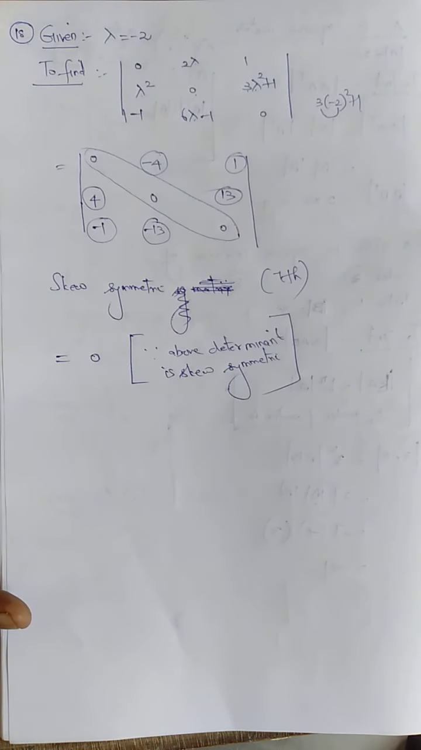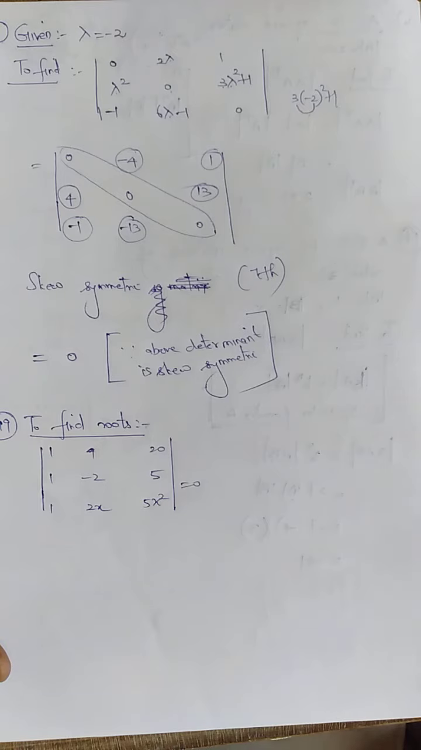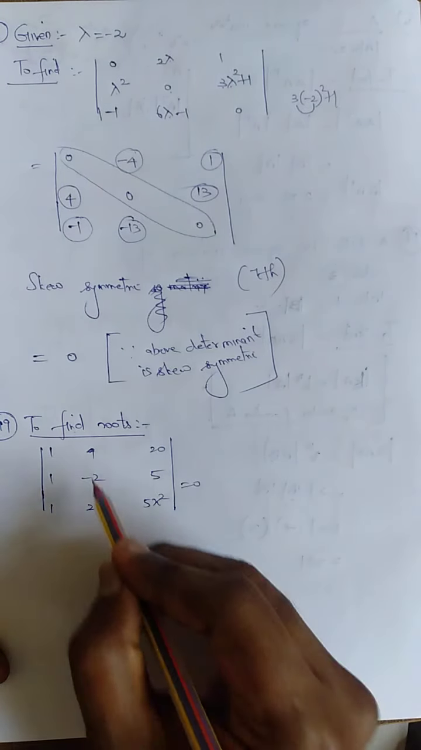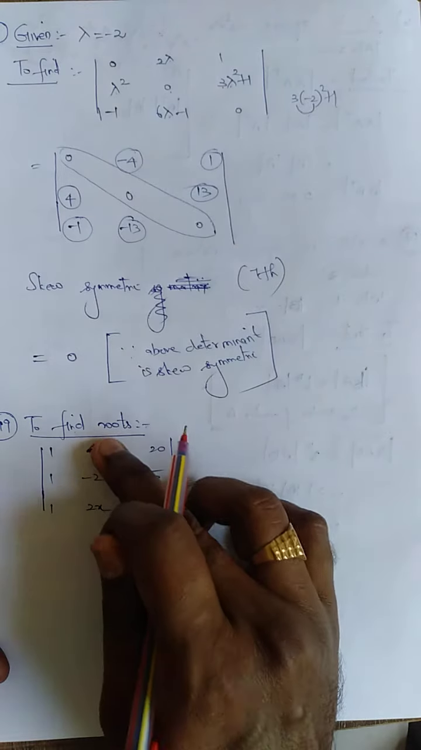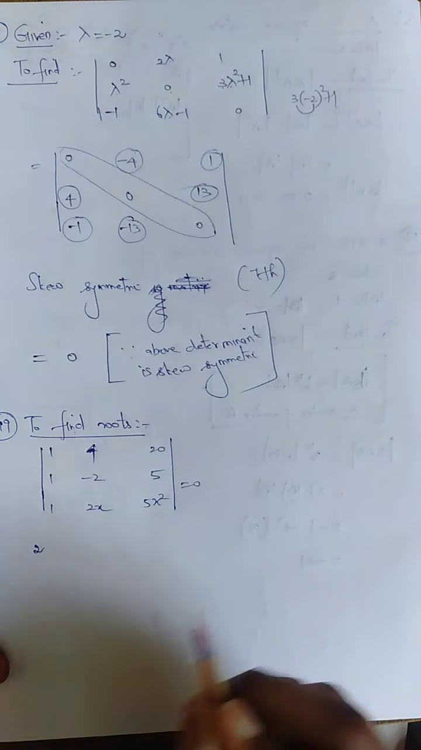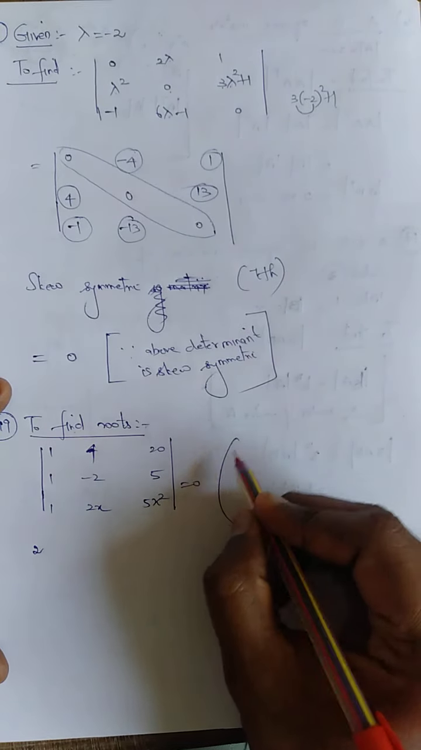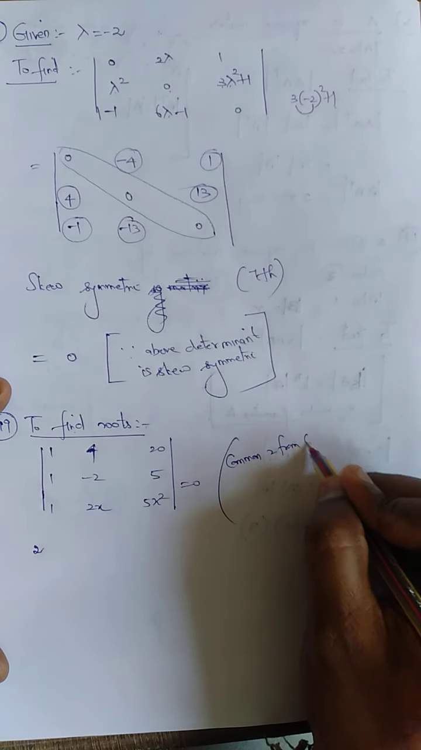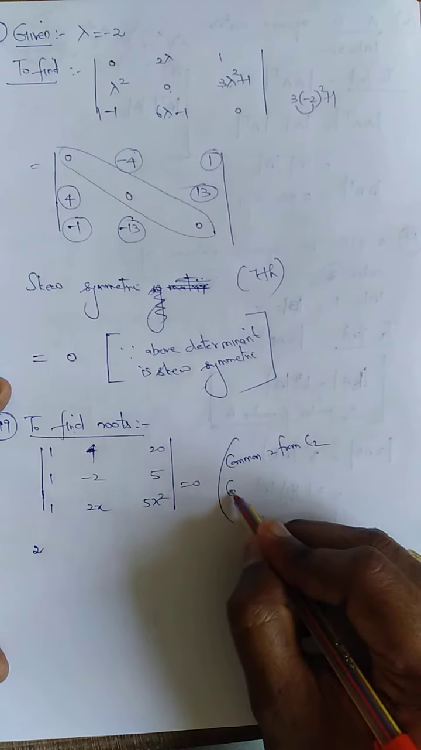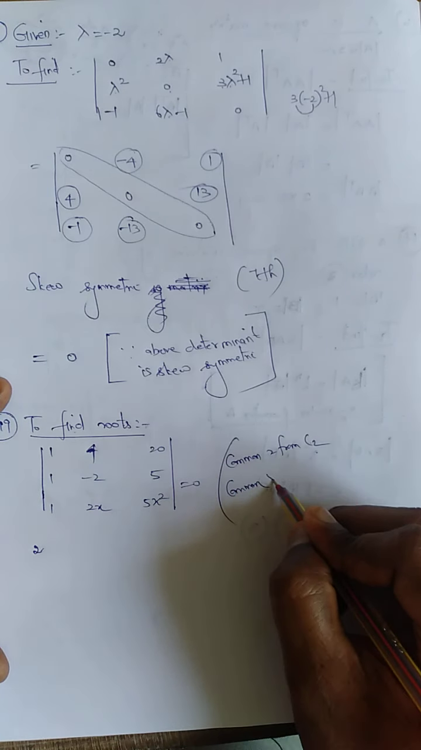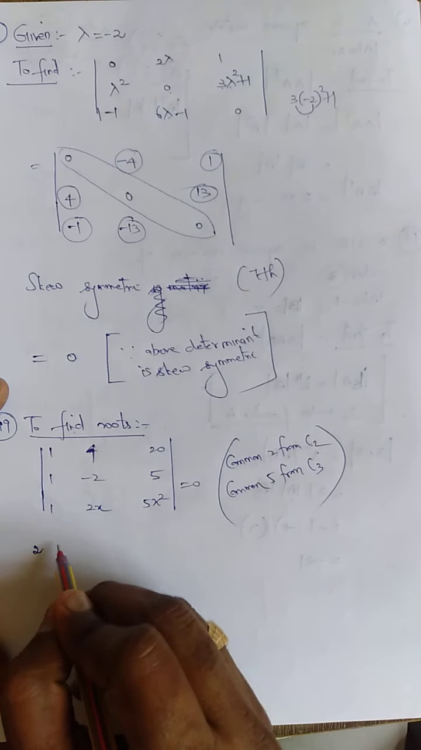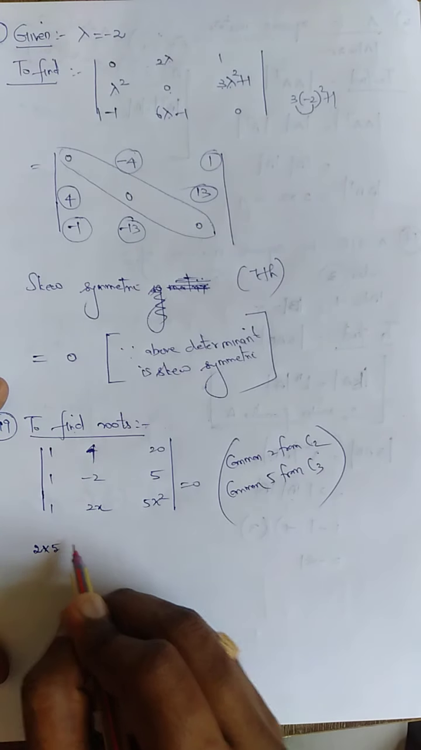Next, 19th sum. I need to find the roots for this determinant, given equal to 0. So in this, 4 minus 2 is common. I can take it outside, 2 from C2, and here also 5 common from C3. Okay, so 2 is outside, 5 is outside.